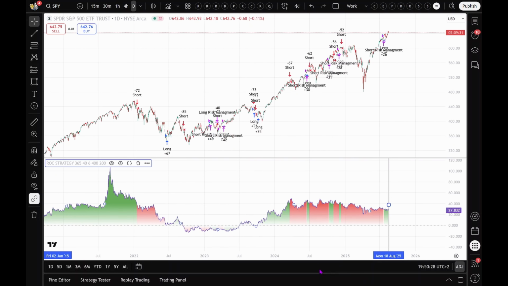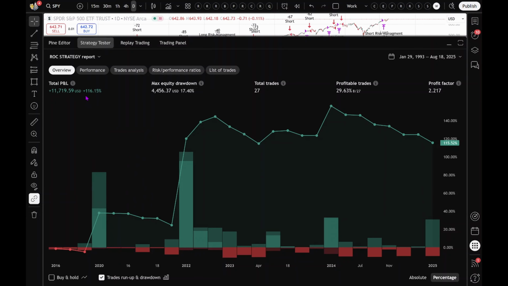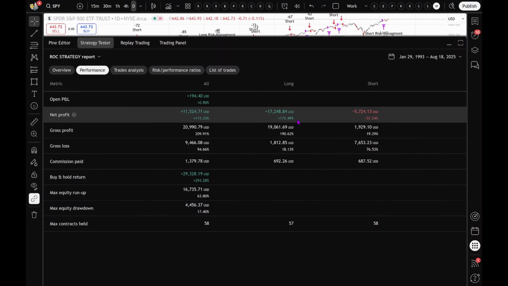Okay, let's see the strategy tester feature. We earned 116%, which is correct. The max drawdown is 17%, also acceptable. The profitable trades are only 30%, so we can do better. Looking at performance, we see that long trades are very profitable, but the strategy doesn't work for short trades. So we can, for example, adjust the strategy to only take long signals and ignore short ones.